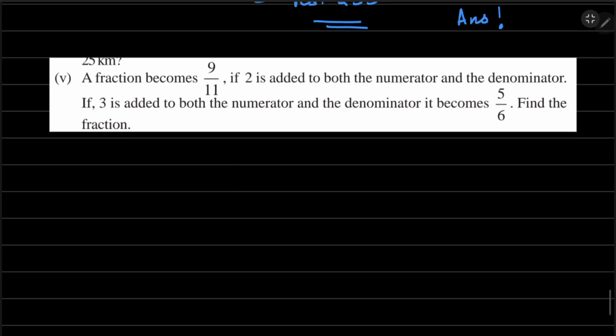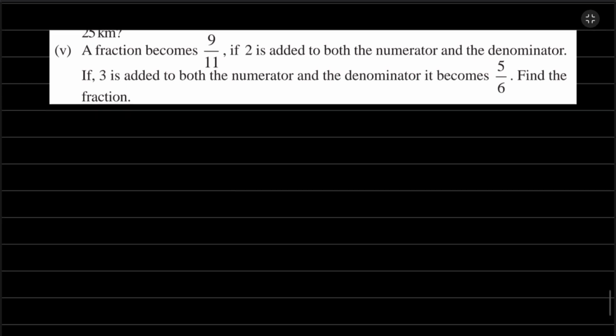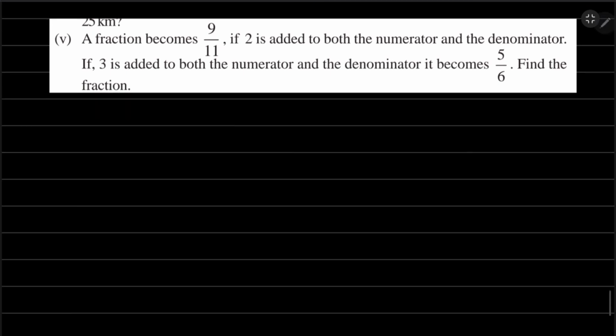Okay. A fraction becomes 9 by 11 if 2 is added to both numerator and denominator. If 3 is added to both numerator and denominator, it becomes 5 by 6. Find the fraction. What you have to find is what you have to initially take as your unknown. Okay, so let's start. You are asked to find the fraction.